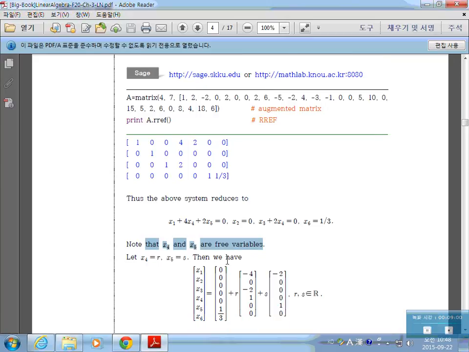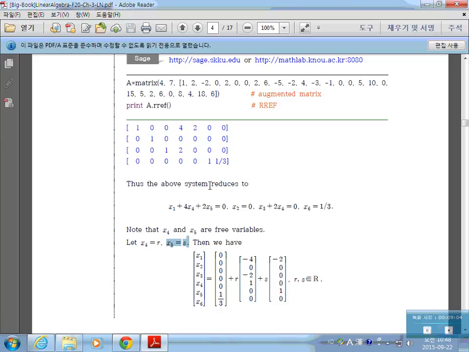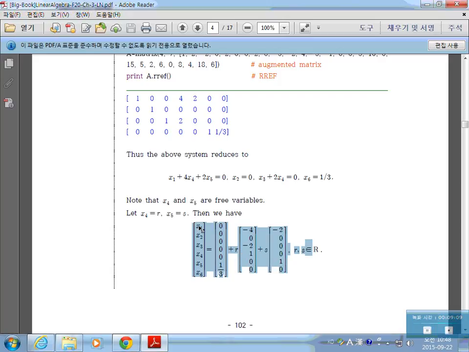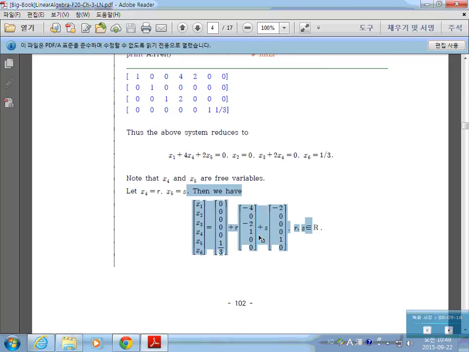So let x4 be equal to r and x5 be equal to s. Then we can find the other xi's using r and s. So these xi's can be written in this way. Okay. So this is for real numbers r and s. This forms a set of solutions for this non-homogeneous linear system of equations.